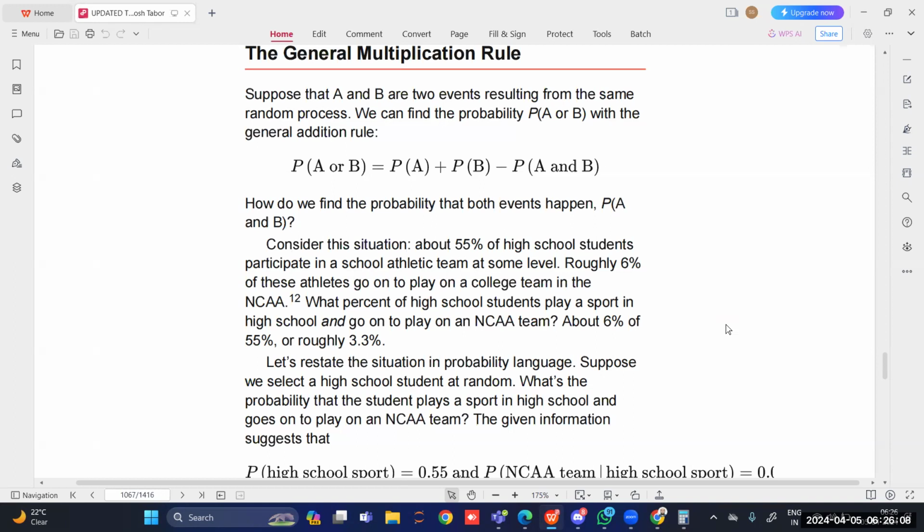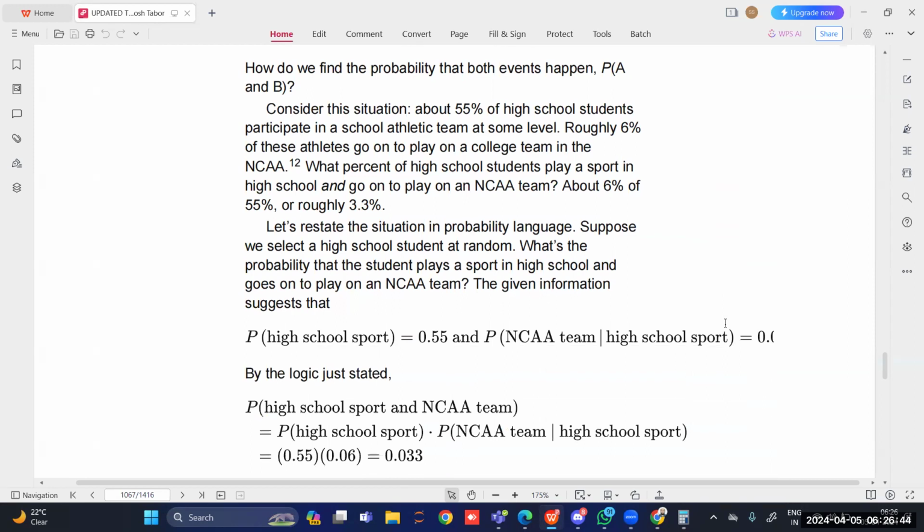Probability A and B. Consider the situation: about 55% of high school students participate in a school athletic team at some level. Roughly 6% of these athletes go on to play on a college team in the NCAA. What percent of high school students play a sport in high school and go on to play on an NCAA team? About 6%, 55%, or roughly 3.3%. Let's restate the situation in probability language. Suppose we select a high school student at random. What's the probability that the student plays a sport in high school and goes on to play on an NCAA team?